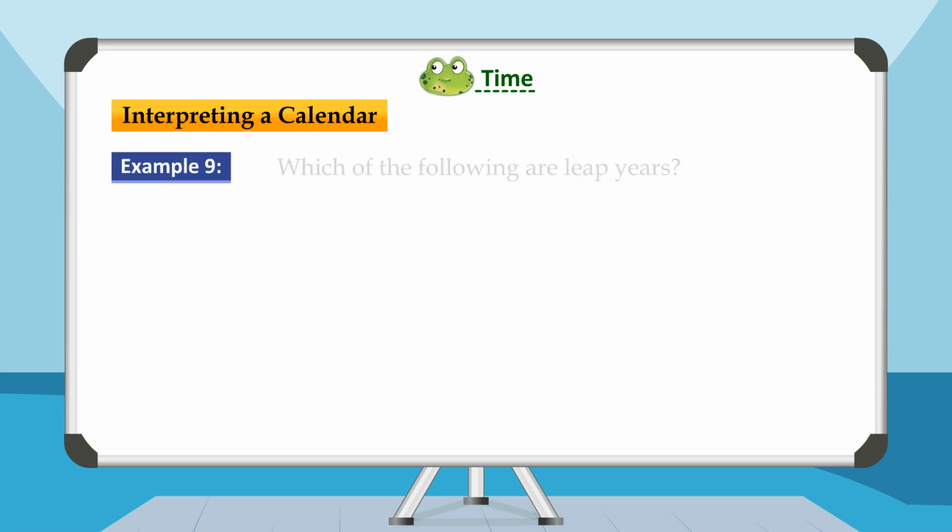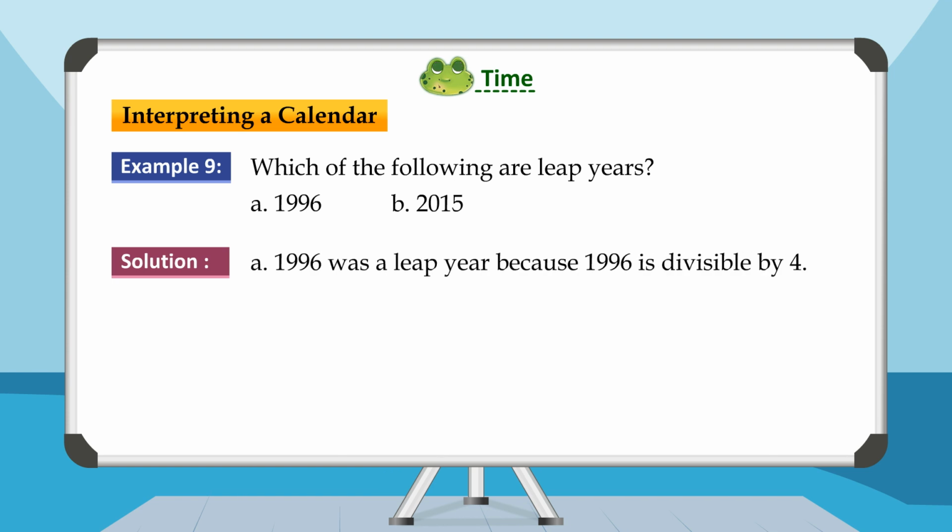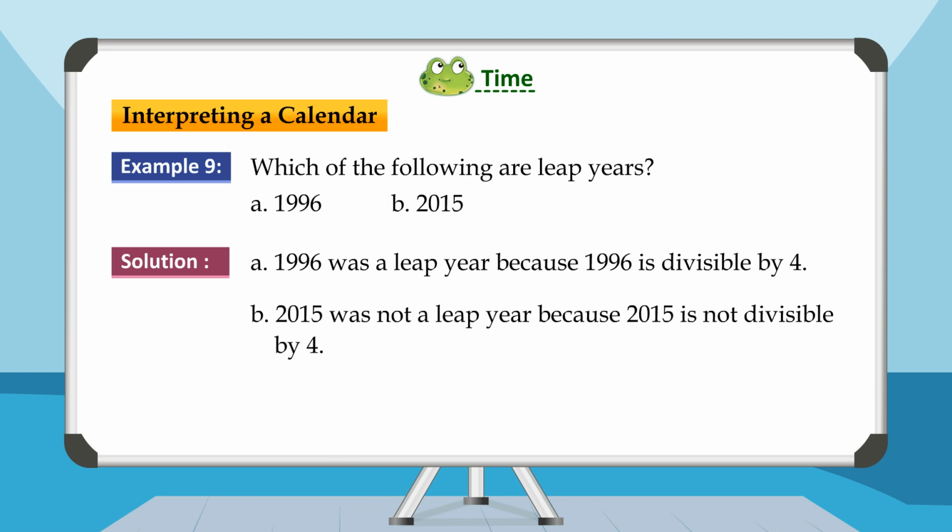Example 9. Which of the following are leap years? A. 1996. B. 2015. Solution. A. 1996 was a leap year because 1996 is divisible by 4. B. 2015 was not a leap year because 2015 is not divisible by 4.